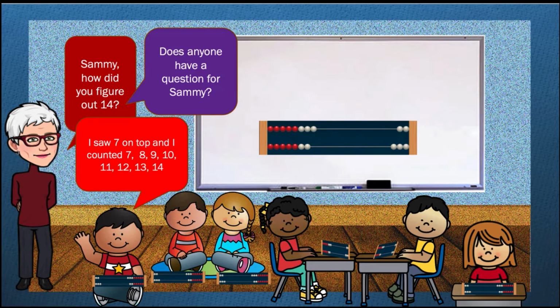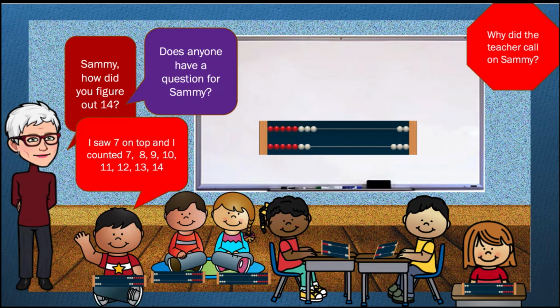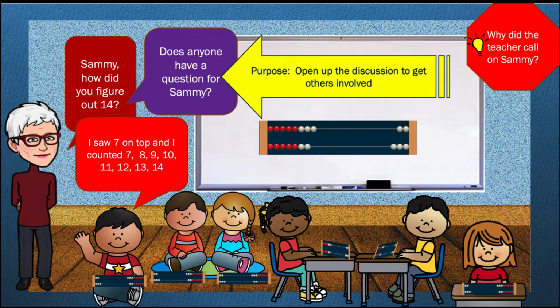There are several points of significance in this brief exchange. Why did the teacher call on Sammy? After all, he had the wrong answer, but that is precisely the reason she called on him. Notice that the teacher does not engage Sammy in a conversation to get him to correct his error. Rather, the teacher opens up the discussion to get everyone involved by asking, "Does anyone have a question or comment for Sammy?" In the approach to instruction we advocate, the teacher's approach is the same when the student has a wrong answer as it is when no mistake is made.